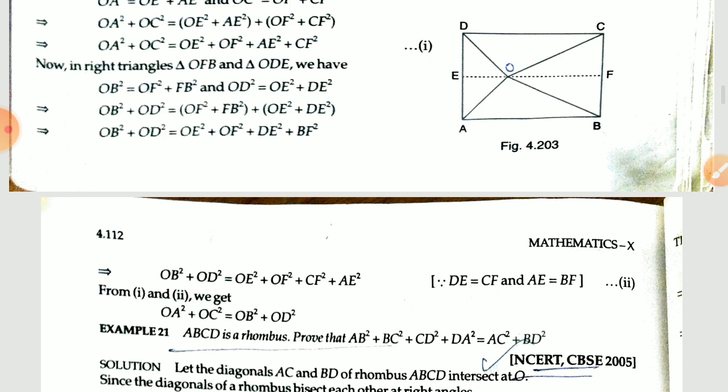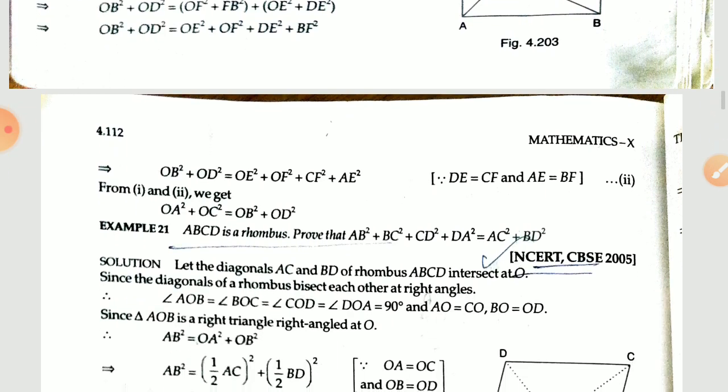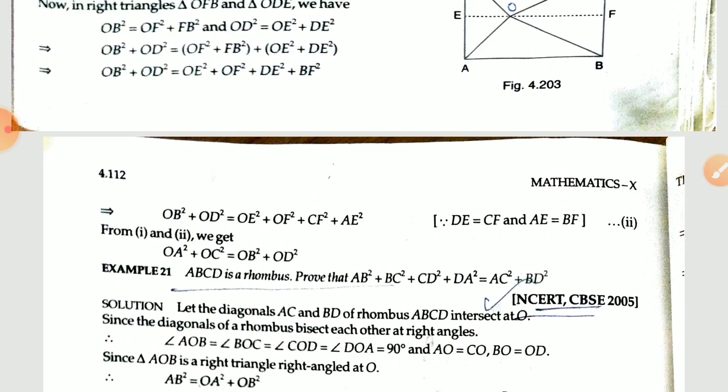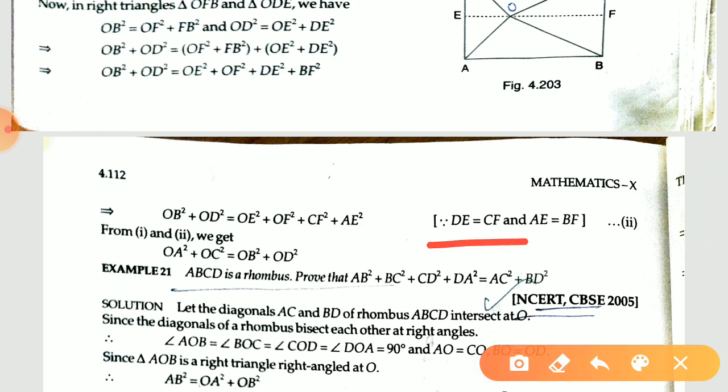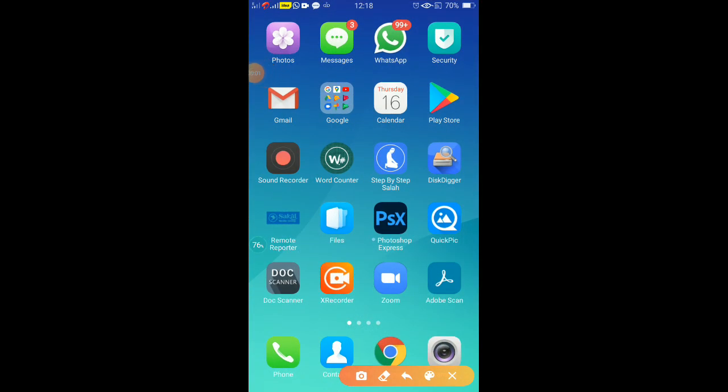And now it implies that OB square plus OD square is equal to OE square plus OF square plus CF square plus AE square, because here it is given that DE is equal to CF and AE is equal to BF, and that is equation number 2. Now that is equation number 3.